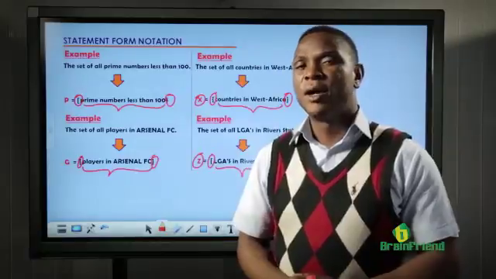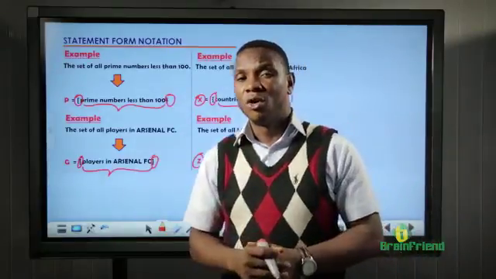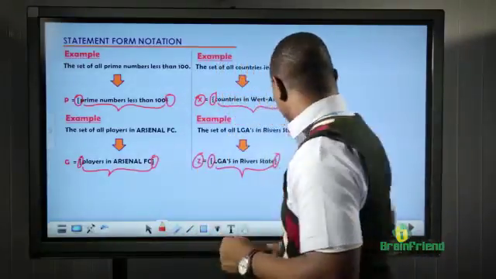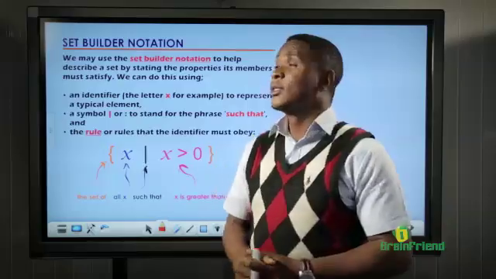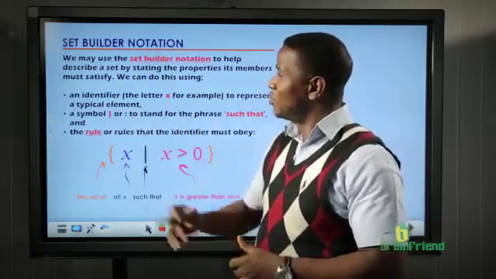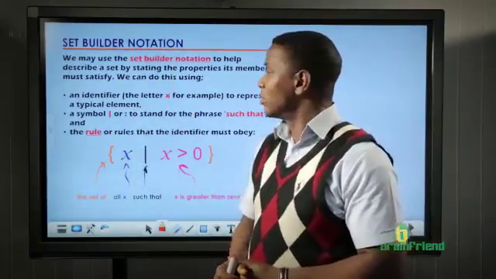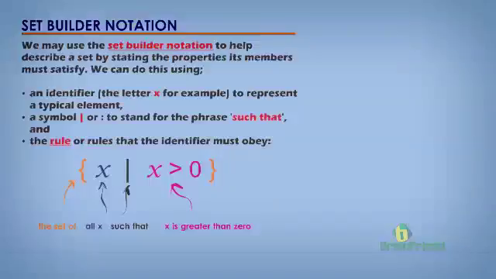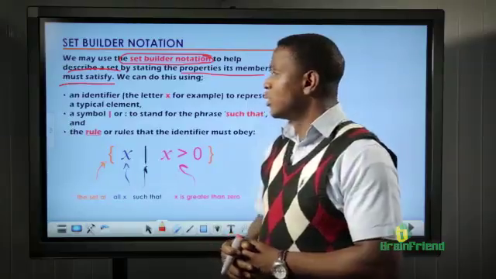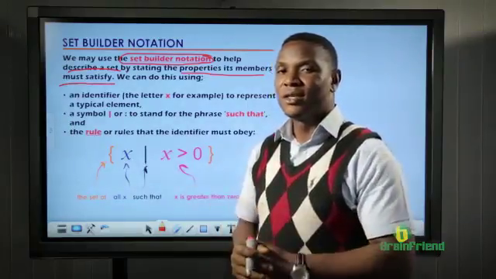Let's go on and learn about our third method of representing sets. The third method of representing sets that we have is the set builder notation method. The set builder notation method is used to describe a set by stating the properties its members must satisfy. To do this, we make use of some certain things.